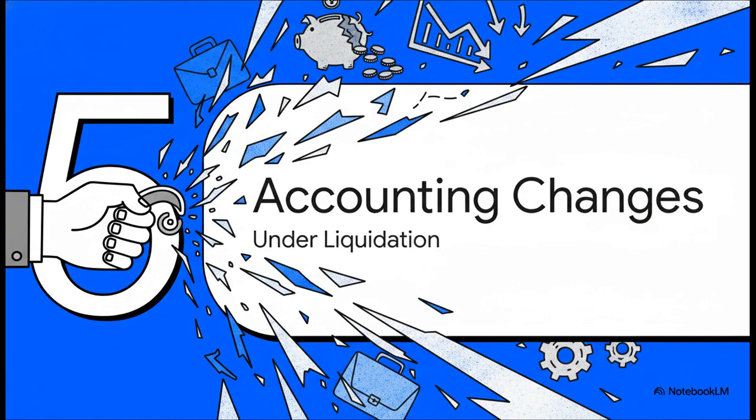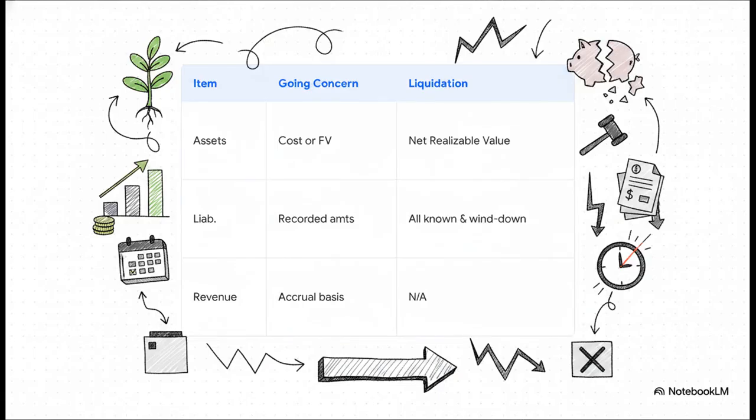Let's move to our final section, Section 5, accounting under liquidation. Once triggered, the shift in the numbers is dramatic across the board. Under a normal going concern basis, you know the drill. Assets are measured at historical cost or fair value. But under liquidation, they shift entirely to net realizable value, meaning the expected selling price minus the costs to sell. Under going concern, you only record normal liabilities. Under liquidation, you are required to accrue an additional liability for all the estimated costs of liquidation: lawyers, wind-down costs, severance payouts.